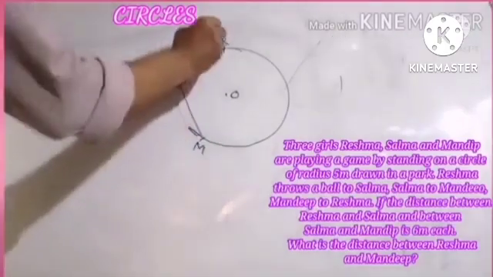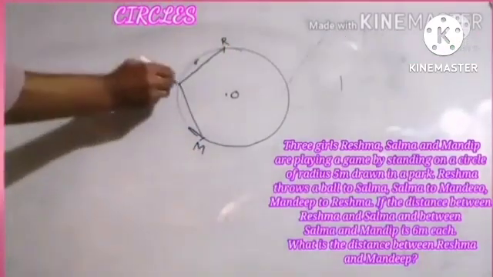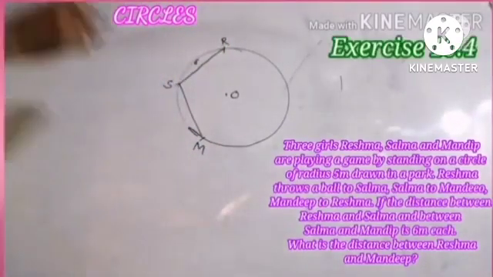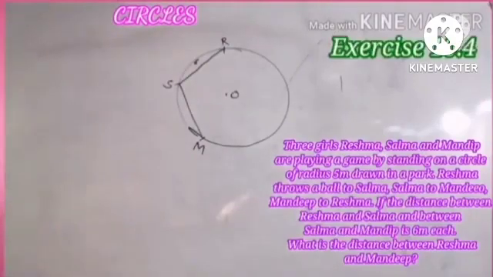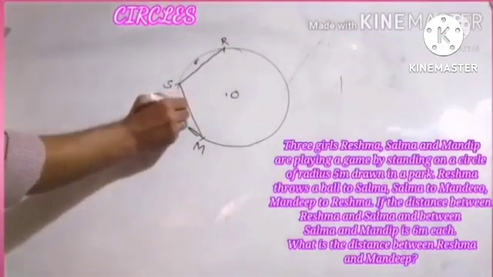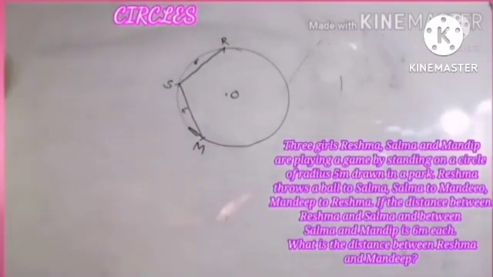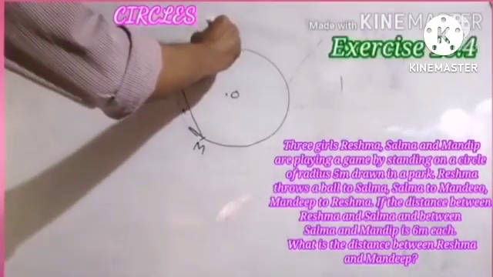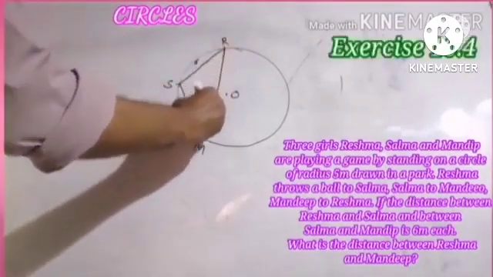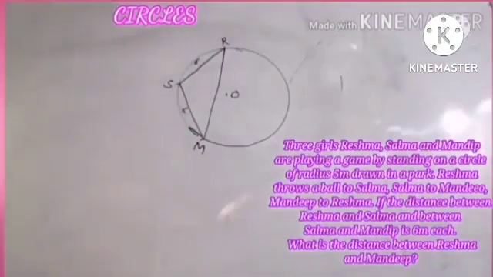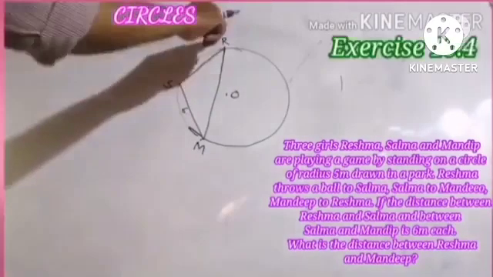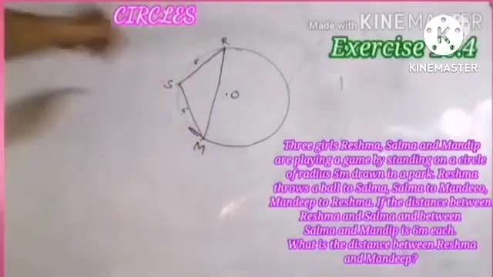Let it be M. R represents Reshma, S represents Salma, M represents Mandeep. And this is also 6 meters. Now join MR. MR is the distance between Reshma and Mandeep. That is the question: what is the distance between Reshma and Mandeep? We have to find out this one.